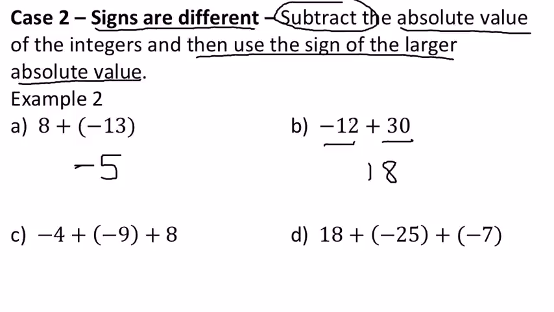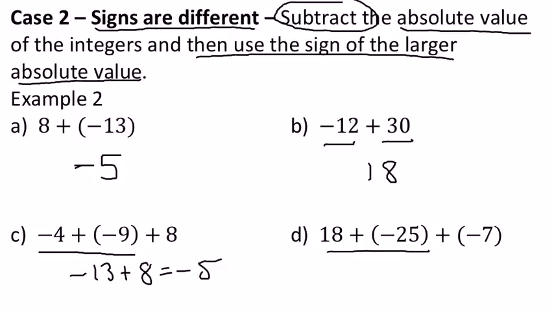On C, you have to do it multiple times. So the first two, when you add those together, signs are the same. So we go back to case 1, which means we just add them together to get negative 13 plus 8. Now the signs are different, and actually it is exactly like A. Negative 13 plus 8 is just 13 minus 8, which is 5, and then you make it negative to get negative 5.